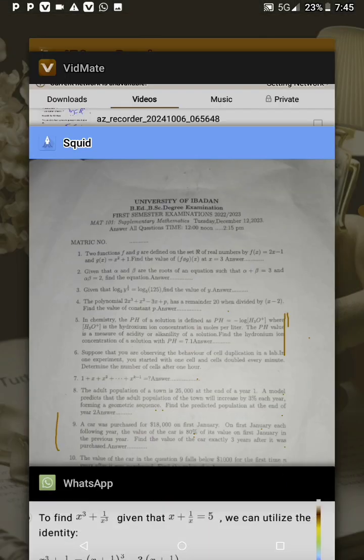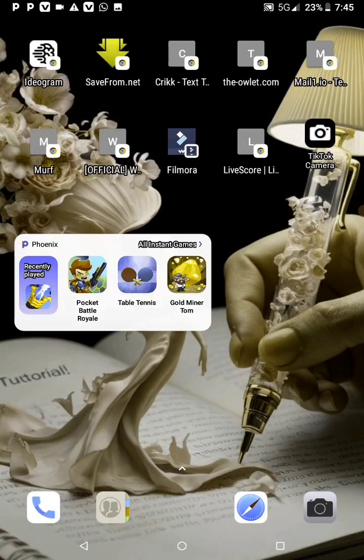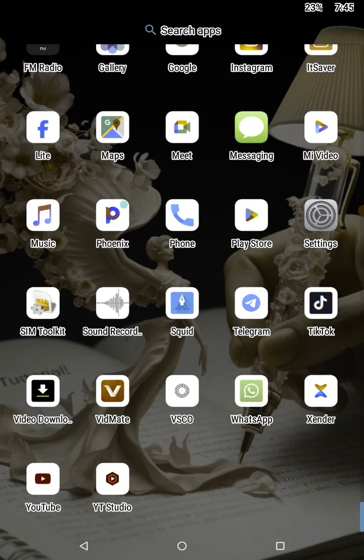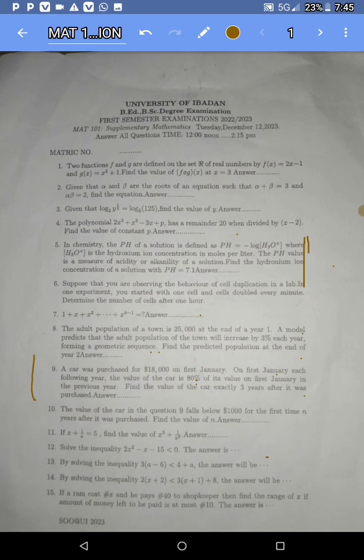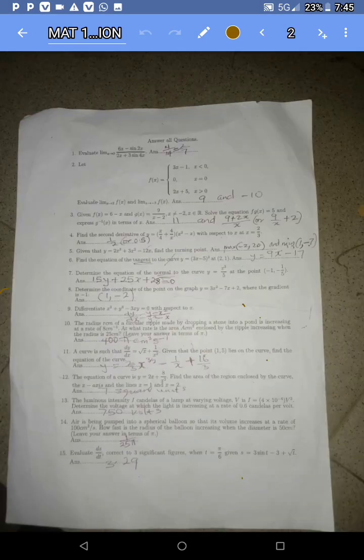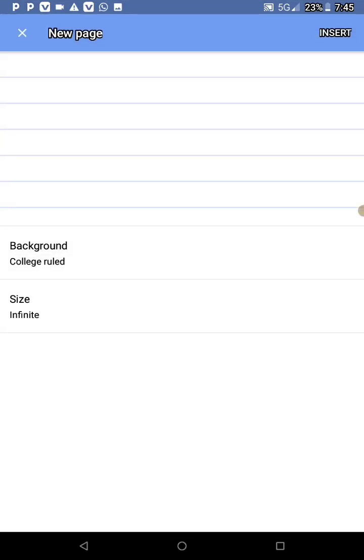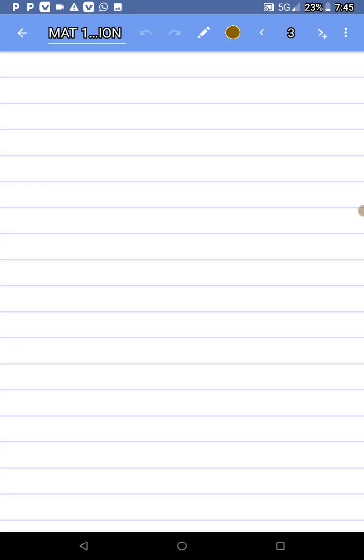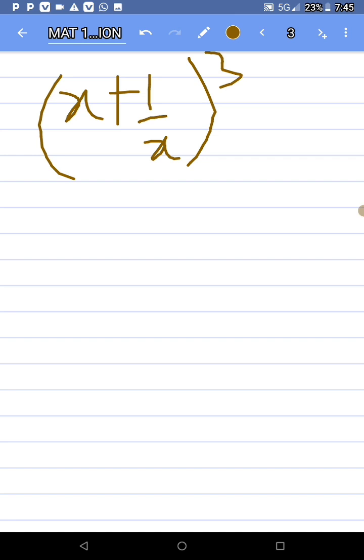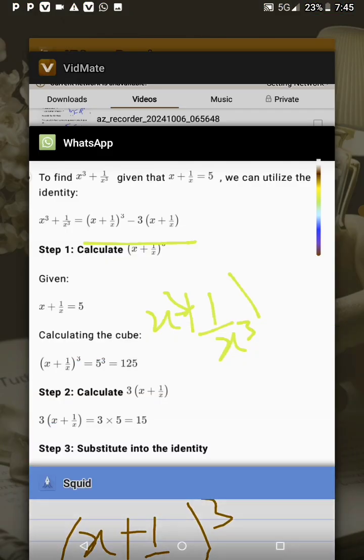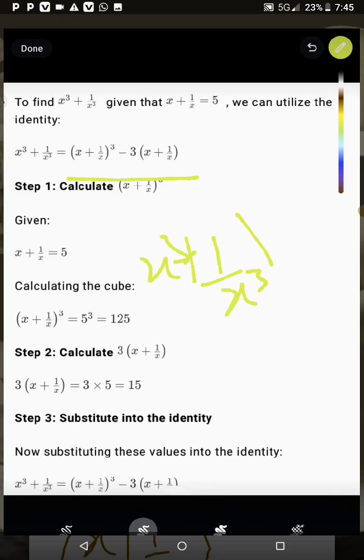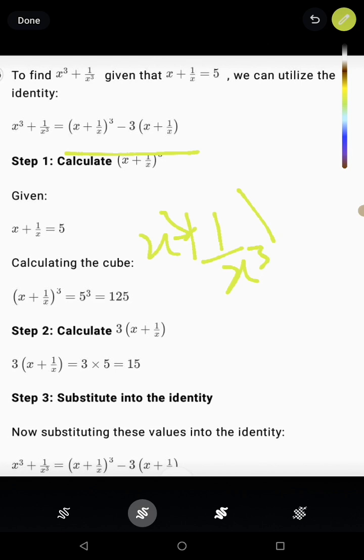I'll go to my writing pad. Now, I want to show you how we get x plus 1 over x all raised to power 3. Someone will say, why do we use all raised to power 3? Don't forget the question here: we want it raised to the third power. That's why I'm using power 3.